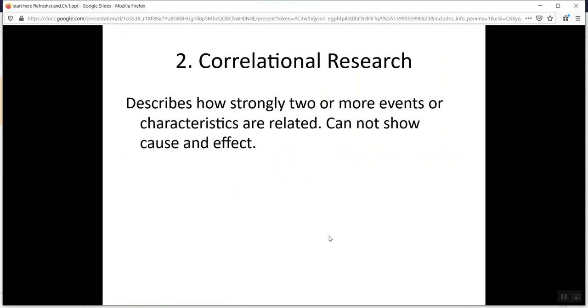Correlational research describes how strongly two or more events are related. It does not show cause and effect, but it's a little bit more powerful than the descriptive research. So this is where we start to see that things go together.